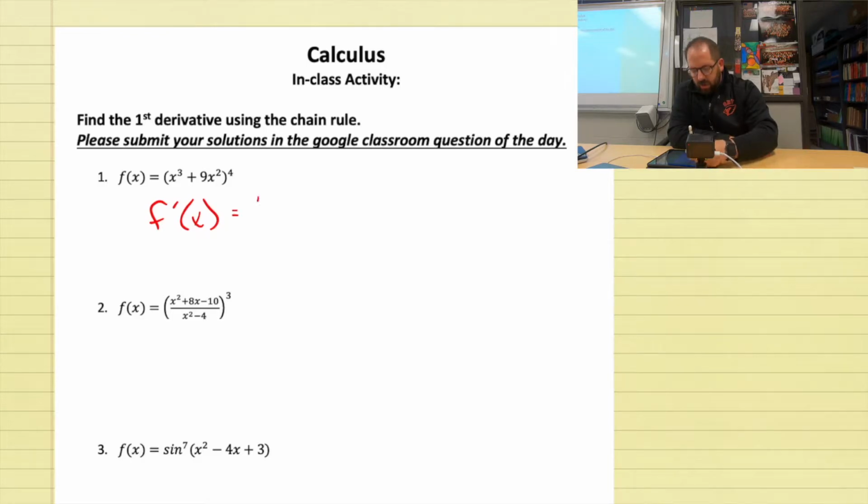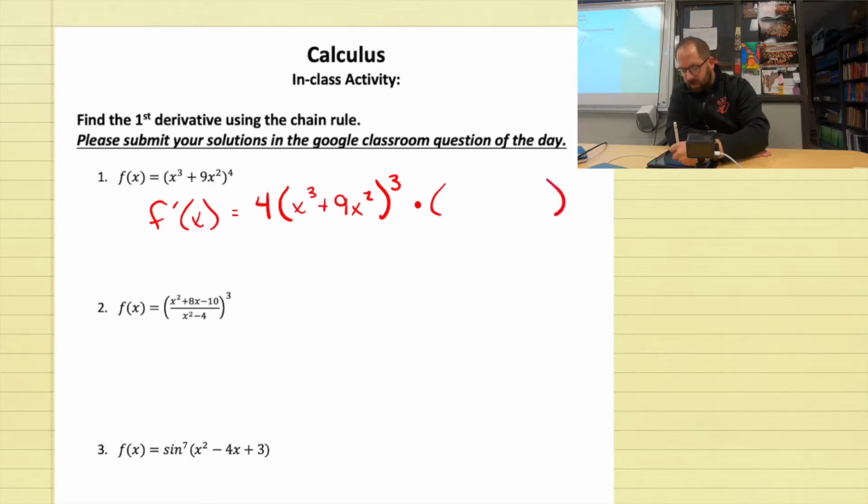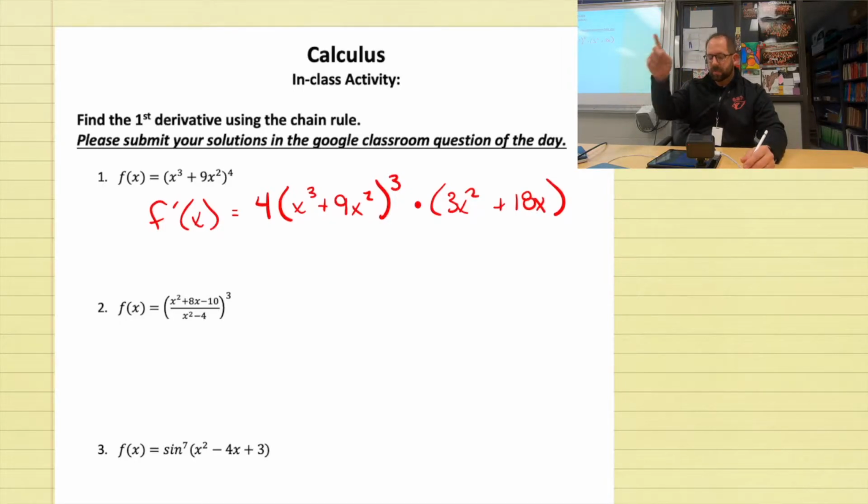The chain rule is you drop the power up front and you subtract 1 off the power. It's like the power rule, right? Drop the power, subtract 1 off of it, and then the inside stays the same. Does everyone understand the basic rule there? Then you have to take it times the derivative of the inside. So the derivative of the inside on this particular problem is going to be 3x squared plus 18x, because you have to do the power rule on the inside. So you drop the 3, you drop the 2, and you do the normal power rules on those. That's it. That's what I wanted.